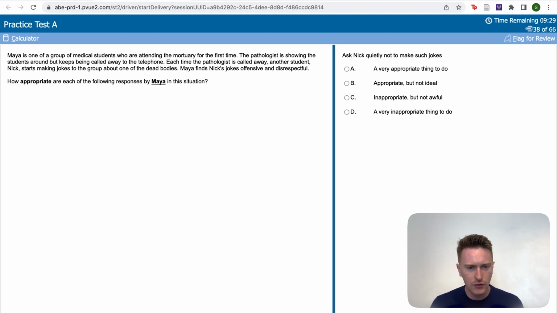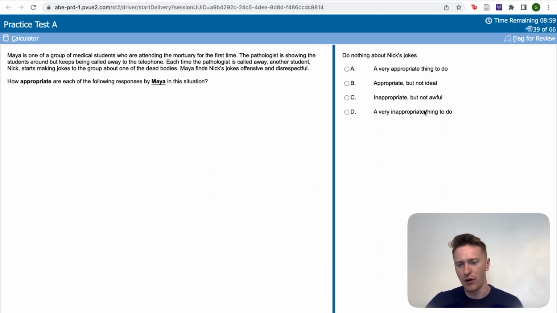So Maya is one of a group of medical students attending the mortuary. Someone's making some jokes. Now that might seem very bad, but people in hospitals sometimes do have a dark sense of humour. It depends on the extent to which these jokes are disrespectful. So it's worth being tactful about it. Asking him quietly not to make such jokes is very appropriate. I mean, it solves the problem.